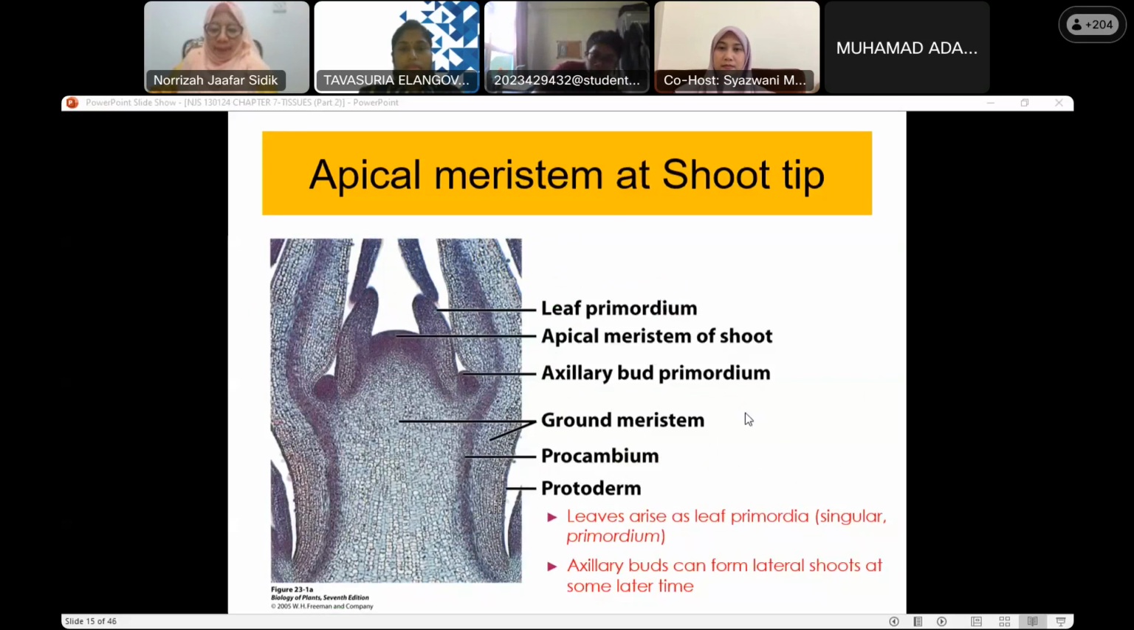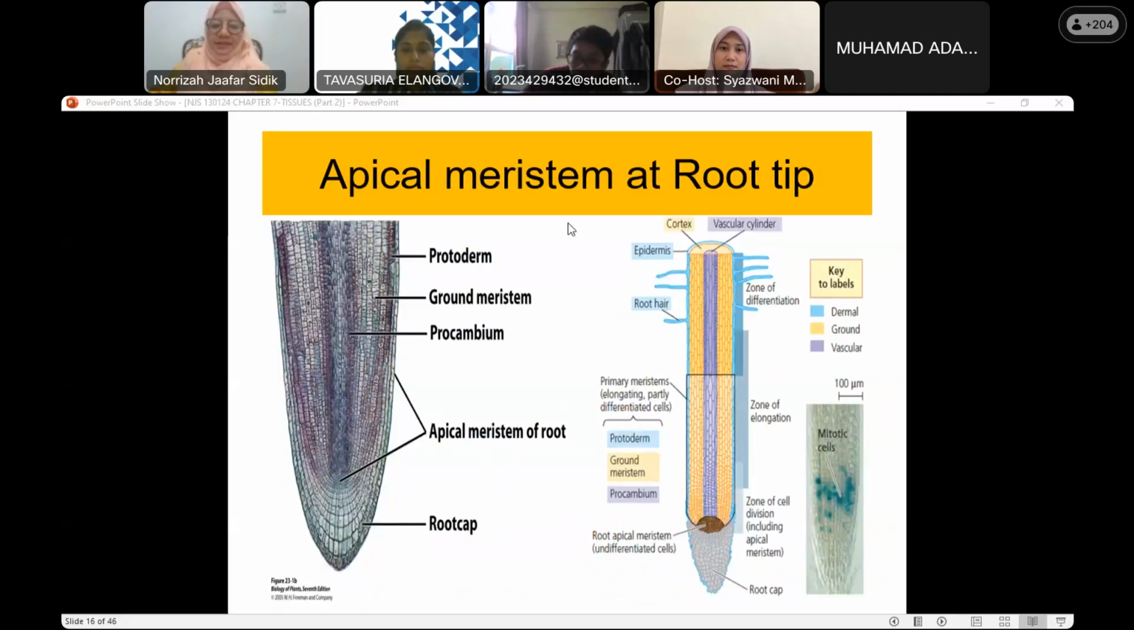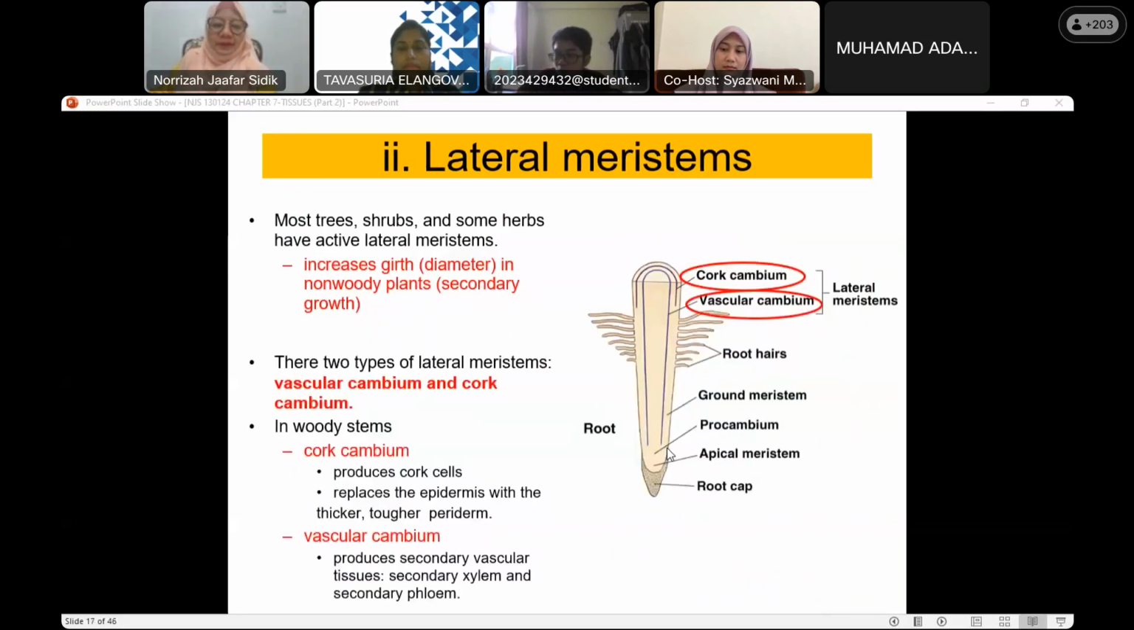And then we look at the apical meristem at the root tip here. You can see here the protoderm, ground meristem, procambium, apical meristem of root, and the root cap.